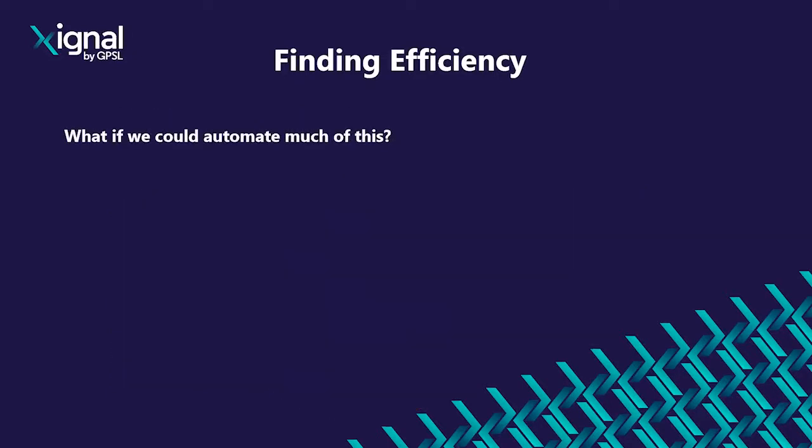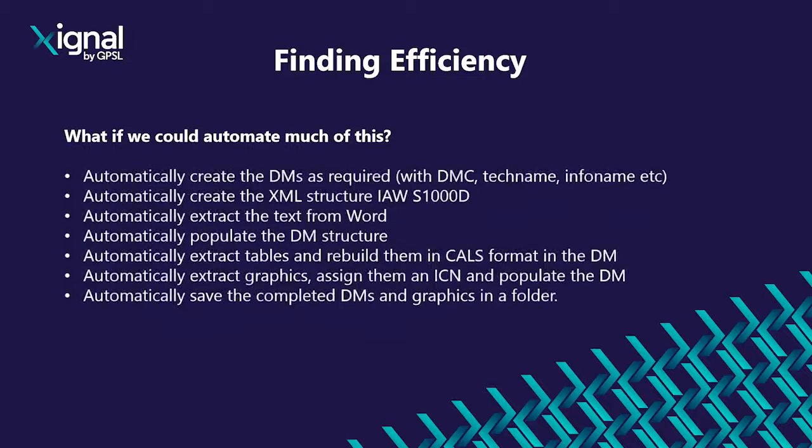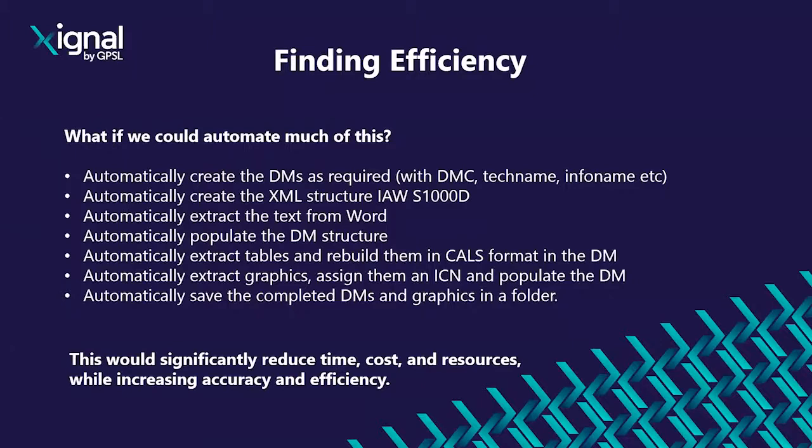So what if we could automate much of that process? It would look something like this. We'd automatically create the data modules, automatically create the structure, automatically get the data out of Word, that heavy lifting we were talking about, populating the data module structure, automatically recreating and building the tables from Word into our CALS format, and again, extracting the graphics and assigning them ICNs. So that clearly is going to reduce time, cost, resources, and increase accuracy and efficiency.